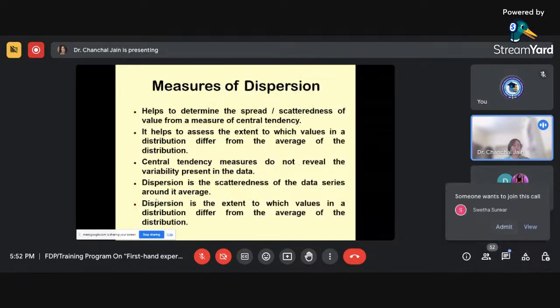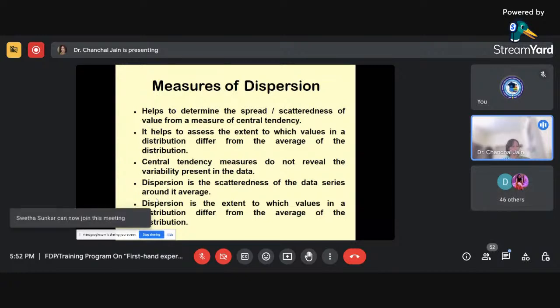Now, measures of dispersion. This is a very important aspect of any particular data, because the measures of dispersion indicate the scatteredness in the data, meaning how much spread there is in your data. Generally, this scatteredness or spread we calculate from the mean value. That means from the mean, how much scatteredness or spread is there in the available data.